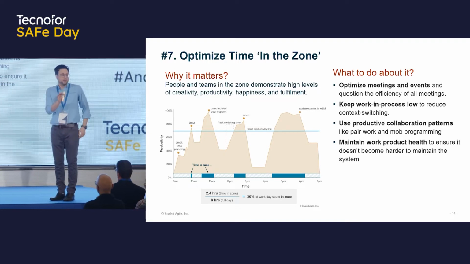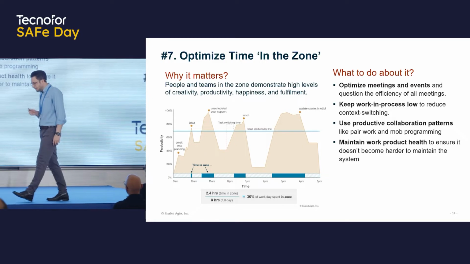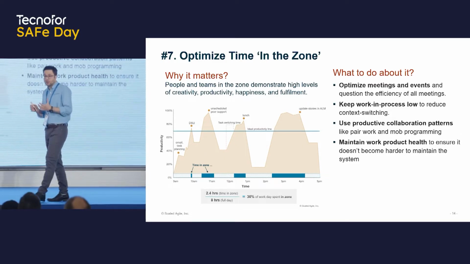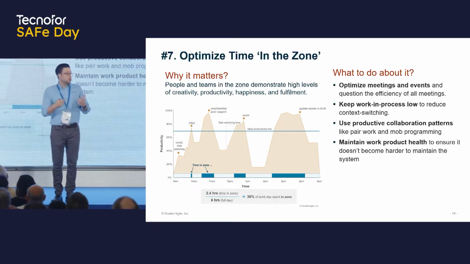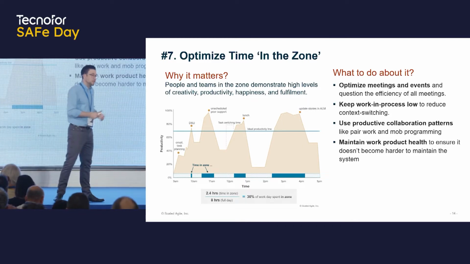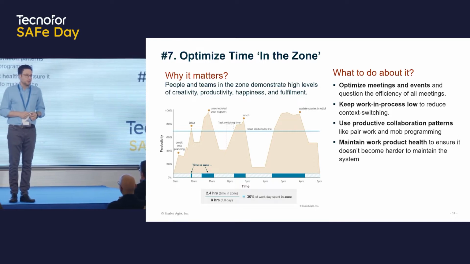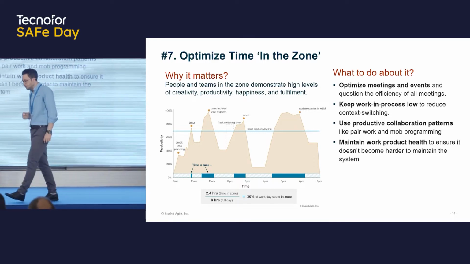And then the penultimate one, and this one's really critical. One of the things that we're seeing again and again within SAFe enterprises is two individuals who do the same job are exhibiting very different levels of productivity. Why? Because their time in the zone is affected by their ways of working. What do we mean by time in zone?